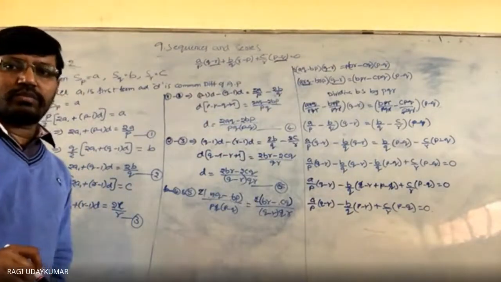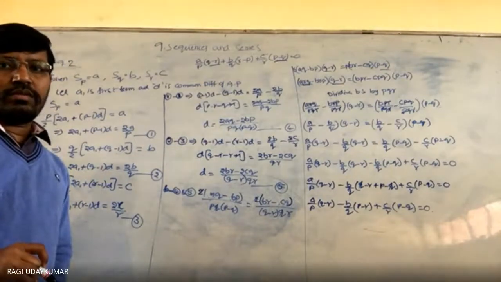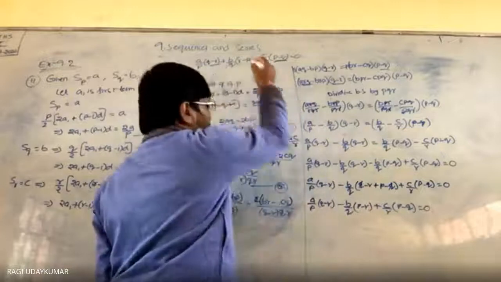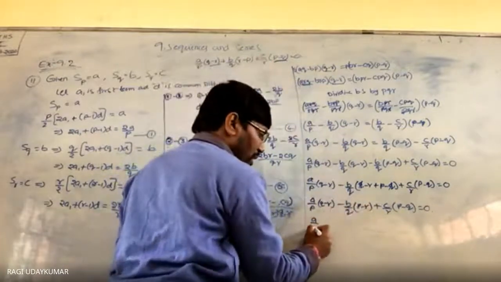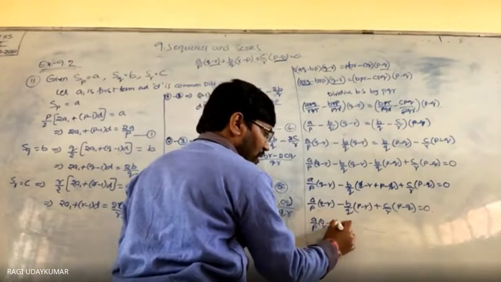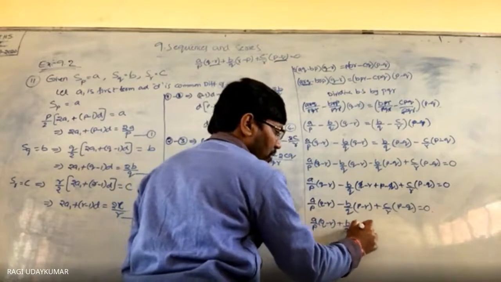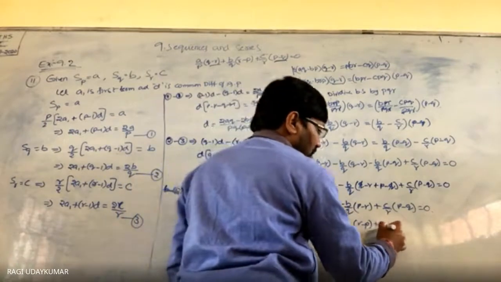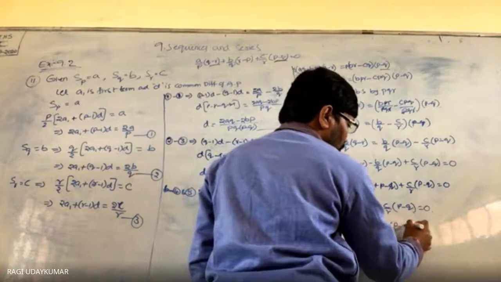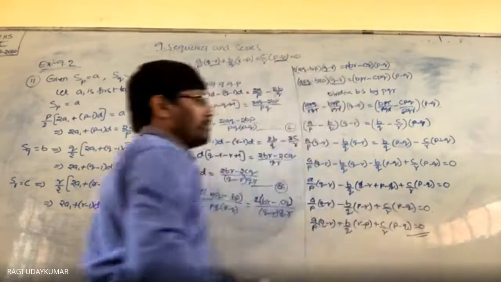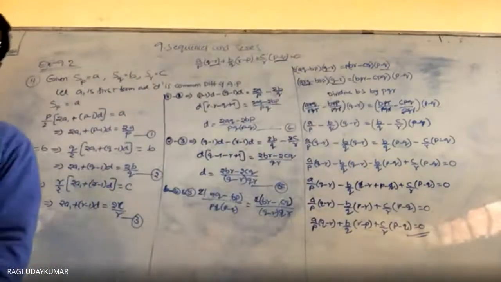Is it visible to you? Yes, sir. So now here p minus r, taking minus common: a by p into q minus r plus b by q into r minus p plus c by r into p minus q is equal to 0. That is what was required for us to prove.